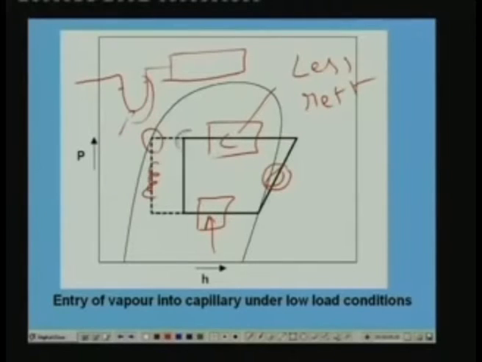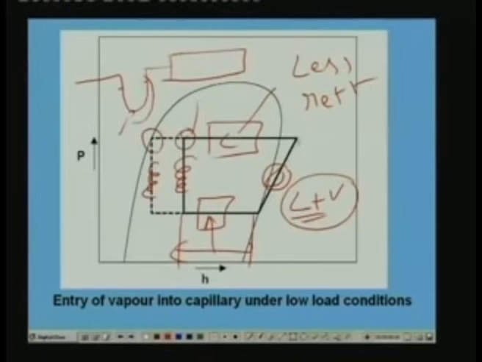Now that means the new condition under less refrigeration load will be this. This is in the two-phase region, that means into the capillary some liquid plus vapor enter. So you can see that under these conditions the refrigeration effect is reduced very much, whereas the compressor power input remains same. This is inefficient, right.